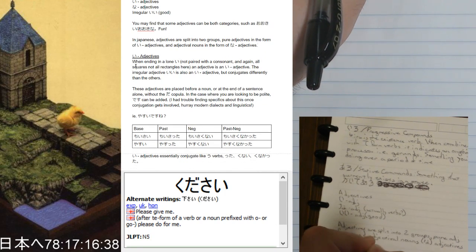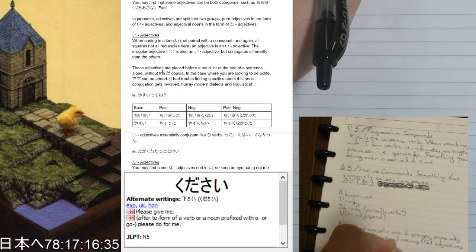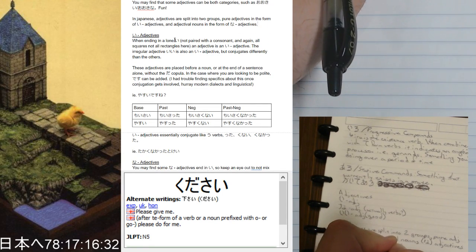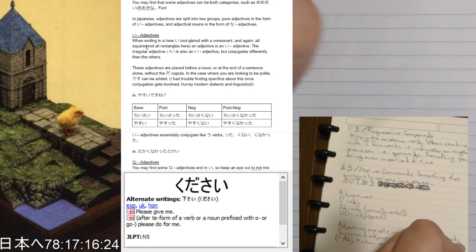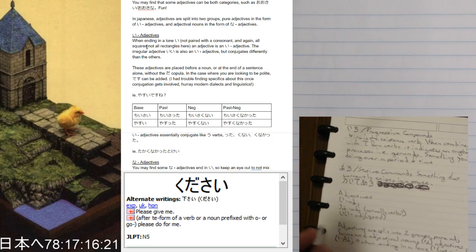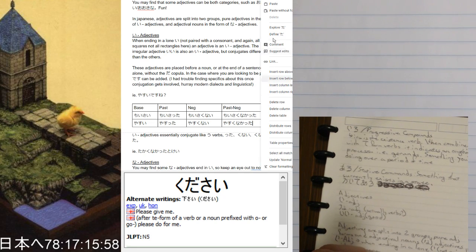Alright, so i adjectives. When ending in a lone i, not paired with a consonant. And again, just like the eru verbs, not all squares are rectangles. I got that backwards. Not all rectangles are squares, kind of thing. An adjective is an i adjective. The irregular adjective ii is also an i adjective, but conjugates differently than the others. And for some insane reason, I did not include it in here.